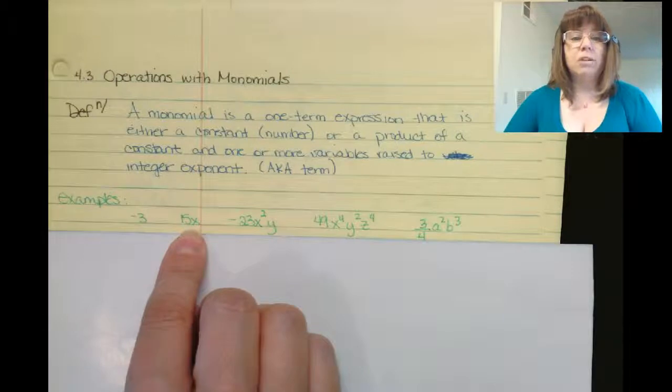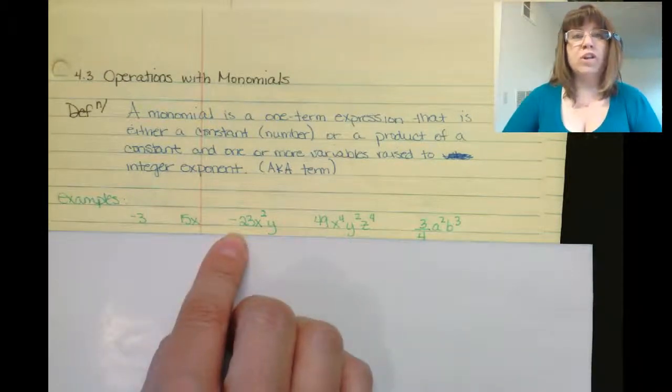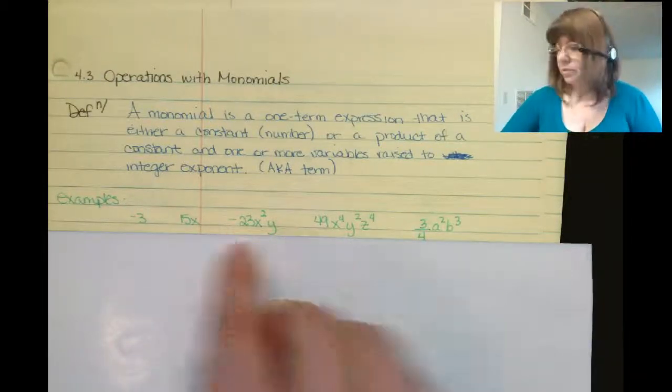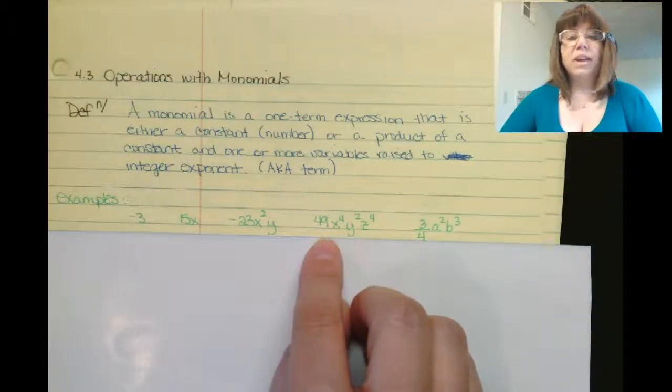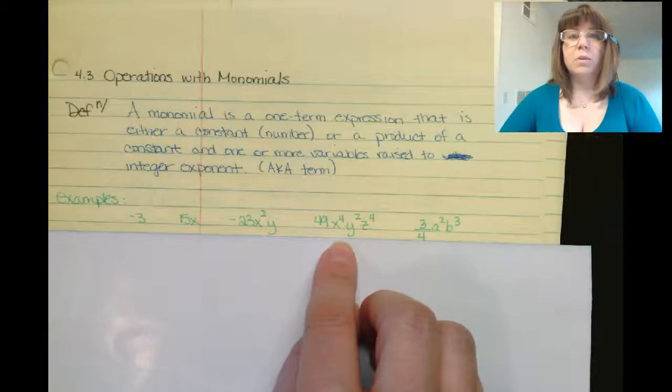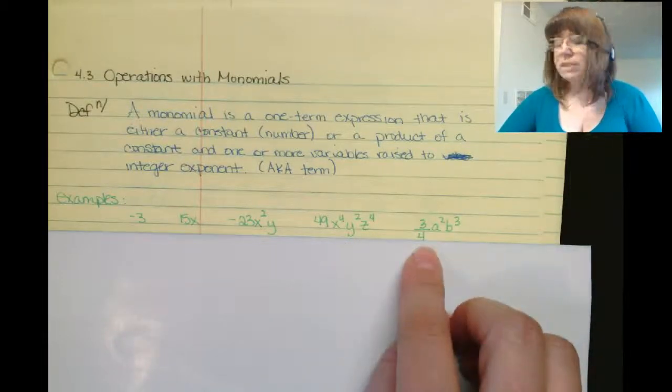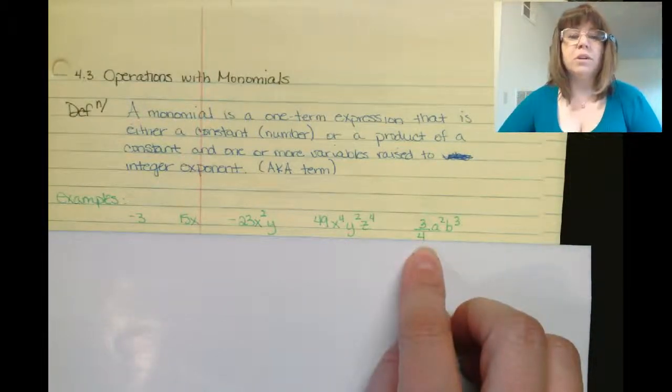15x is a monomial. -23x squared y is a monomial. 49x to the fourth y squared z to the fourth is a monomial. Even 3/4 a squared b cubed is a monomial. Here's what it all has in common.